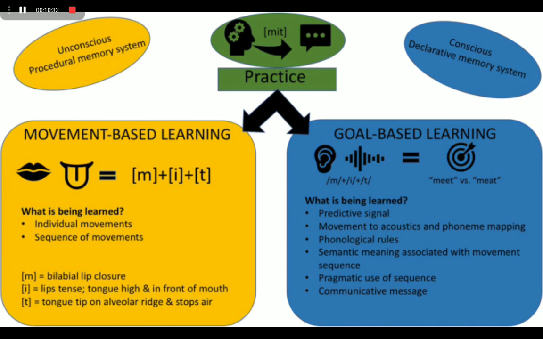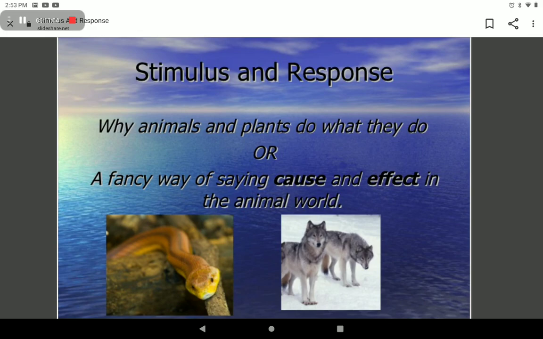I thought that I should teach you with some visual representation as visual stimuli. So now, here is movement-based learning and goal-based learning. Movement-based learning is motor learning. Motor learning is by individual movements, by lips, or by moving parts of our body. So here it is stimulus and response. Why animals and plants do what they do is a fancy way of saying cause and effect in the animal world. It is stimulus and response learning.